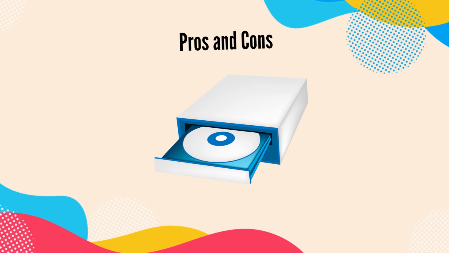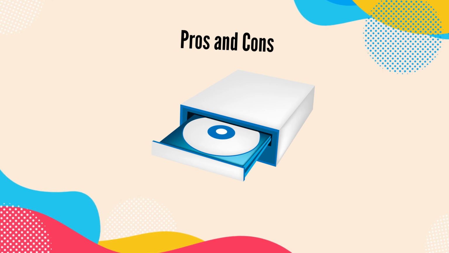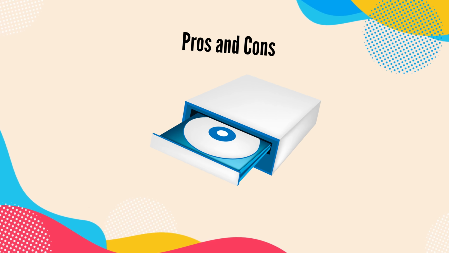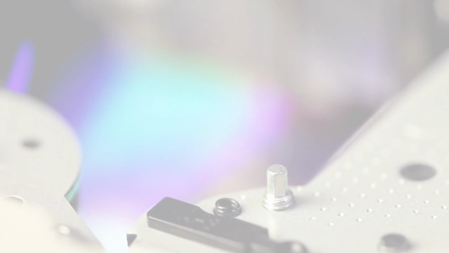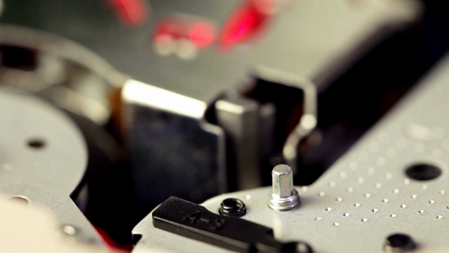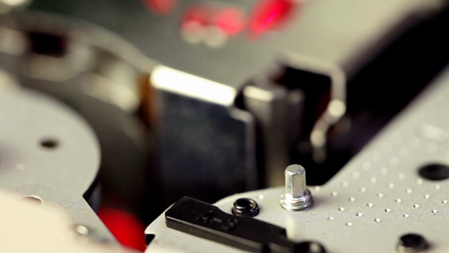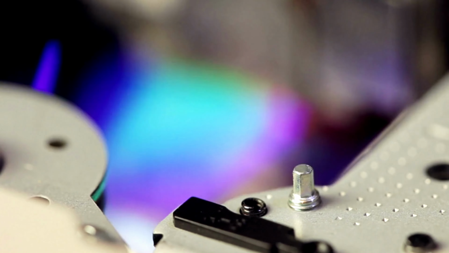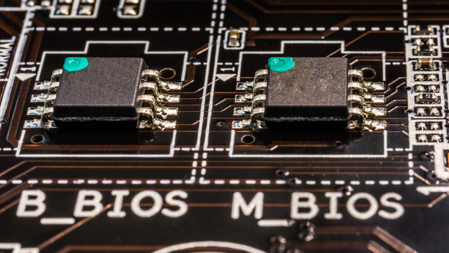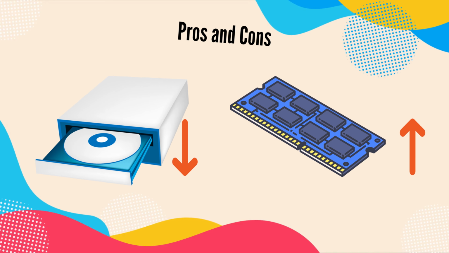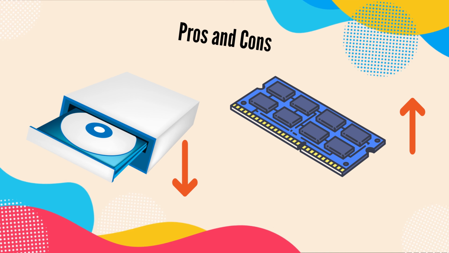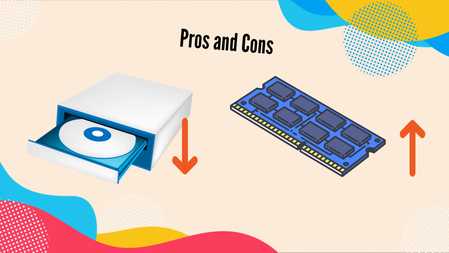Advantages and disadvantages of ROM. The main advantage of ROM is that it's non-volatile. This means that the data stored in ROM is retained even when the computer is turned off. This is important for data that needs to be available all the time, such as the BIOS and the bootloader. However, ROM is also slower than RAM. It's also more expensive and less dense than RAM.